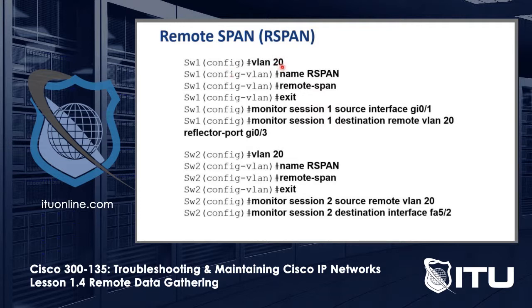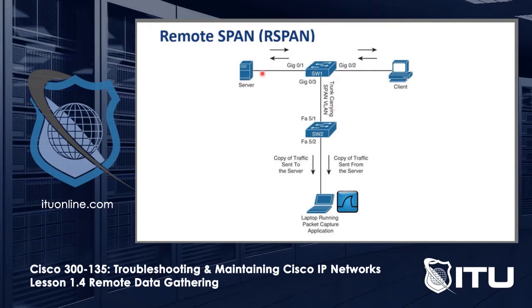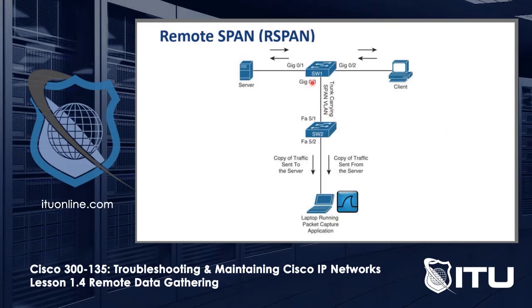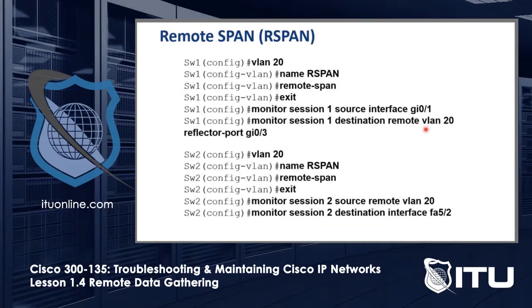Go into global, create a VLAN, VLAN 20, VLAN whatever you like. Give it some kind of name, call it RSPAN, whatever you like. You don't have to give it a name, but names are good so that they're descriptive. Then tell it to remote-span. Then go ahead and set up your session, monitor session 1 or 2 or whatever. The source is gig 0/1, which as we recall, gig 0/1 is the traffic where the server's coming in. And then notice the destination is remote VLAN 20. It is not this port, it is instead remote VLAN 20.